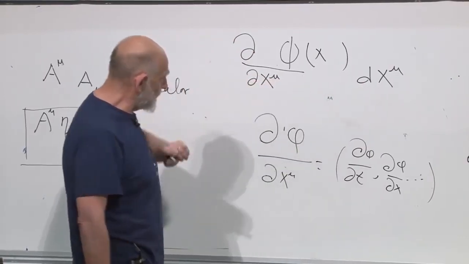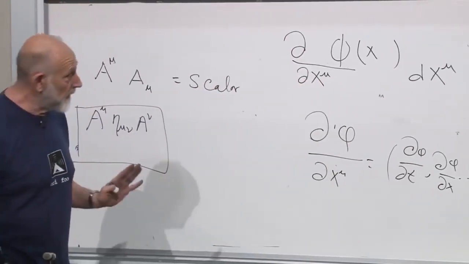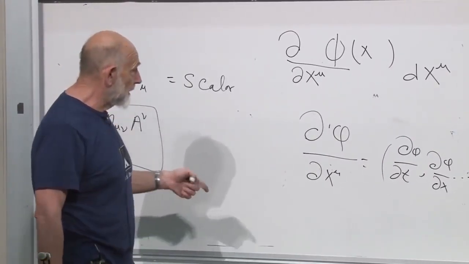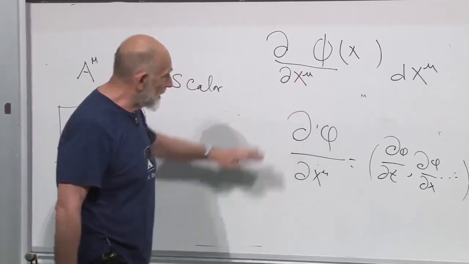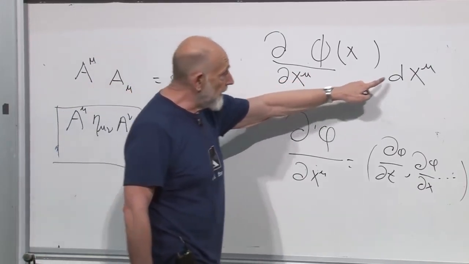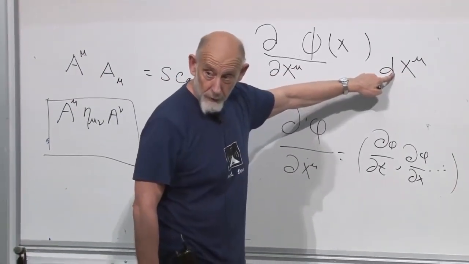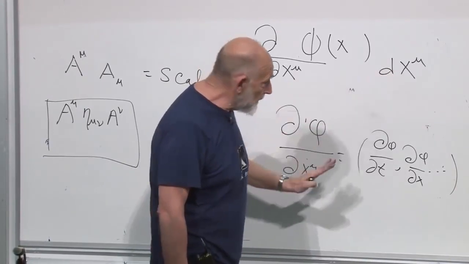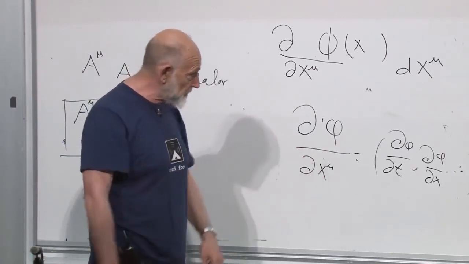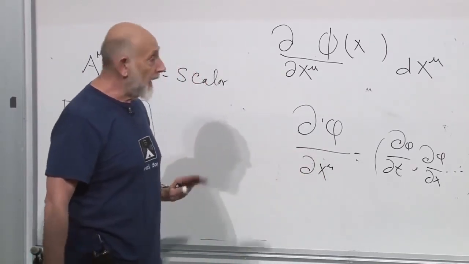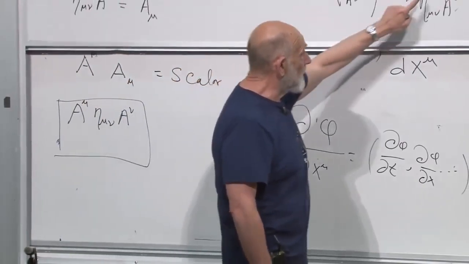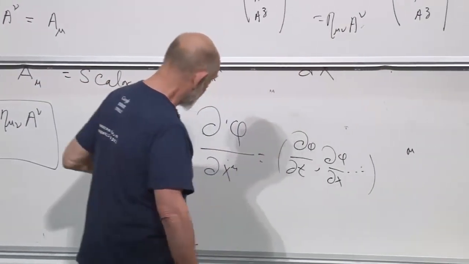In order for this to make sense as a product of this type, the d phi by dx had better correspond to a covariant vector if the derivative corresponds to a contravariant one. So what we find out is that derivatives of phi with respect to x, the complex of them, the set of them, form a 4-vector, but they form the covariant components of a 4-vector. The covariant components like a mu.